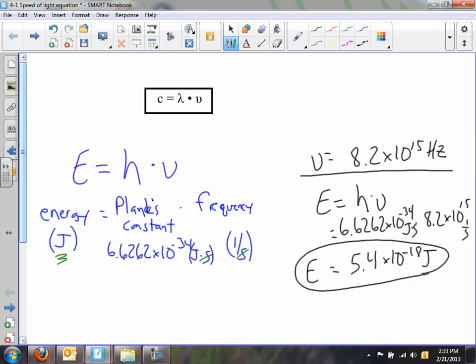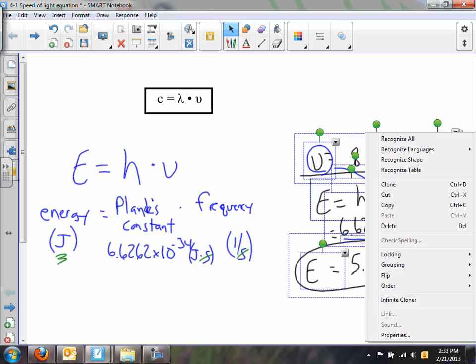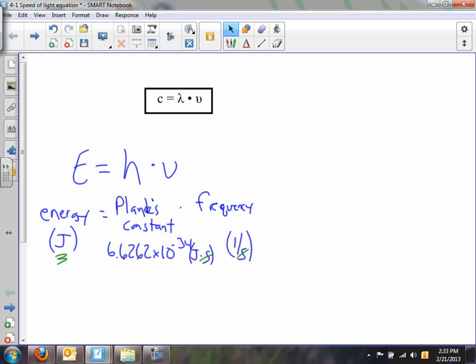So if you're given frequency measured in hertz, it's very easy to find energy. All you have to do is take your frequency times this constant. The other thing we might do is, instead of giving you frequency, we'll actually give you wavelength. Well, that's no big deal either. Let's pretend we know that visible light has a wavelength somewhere between 700 nanometers and 400 nanometers.